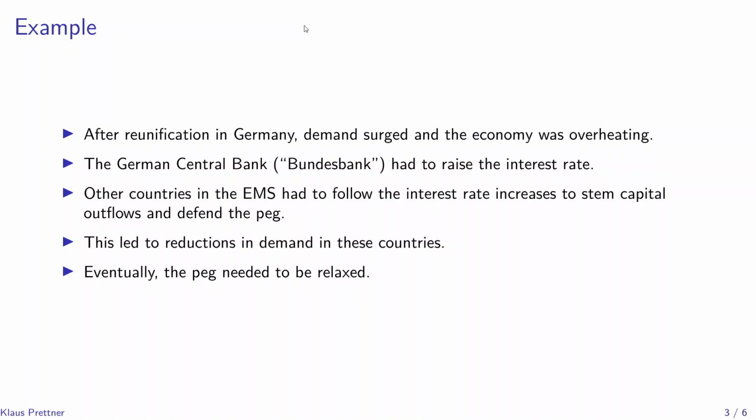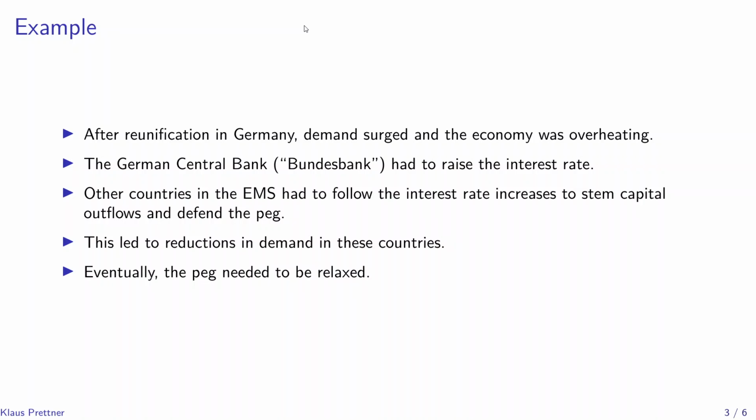So there was the danger that the economy overheats, and therefore the German central bank, the Bundesbank, had to raise the interest rate to cool down the economy, basically. However, other countries in the European Monetary System did not have such a demand shock. So their interest rate policies would have had to be different. And since Germany increased the interest rate, these countries then had to stem against capital outflows in order to defend the peg to the German mark.